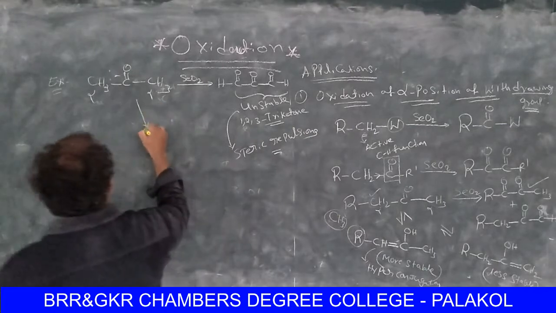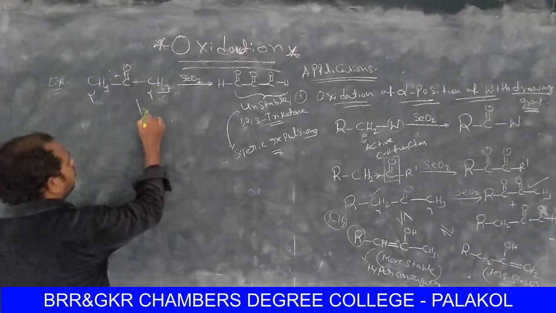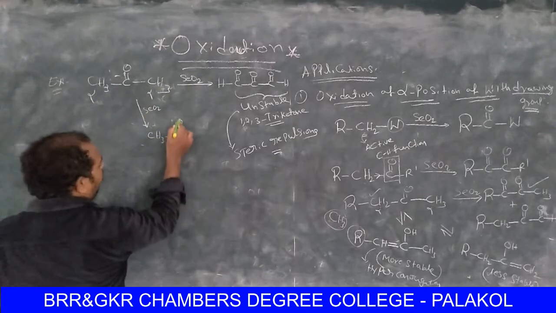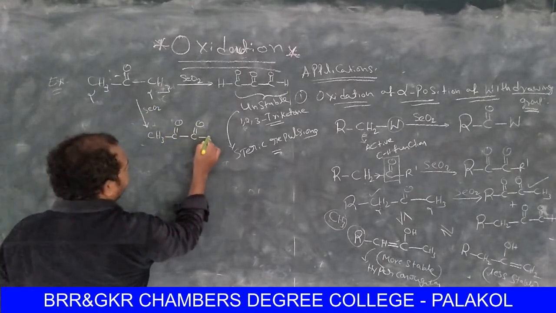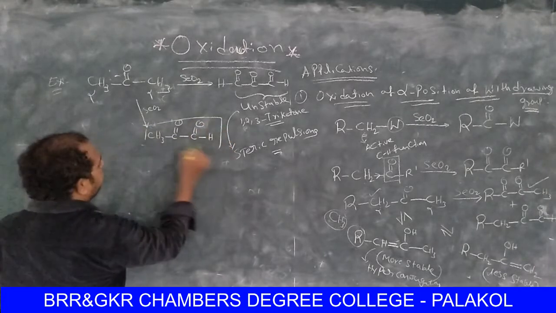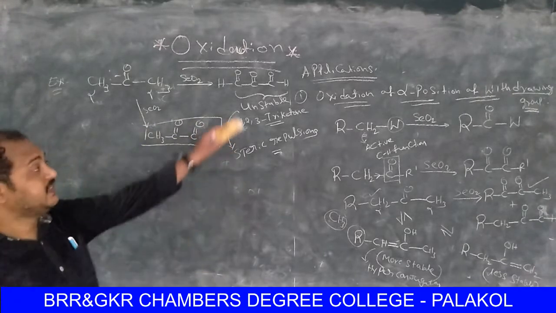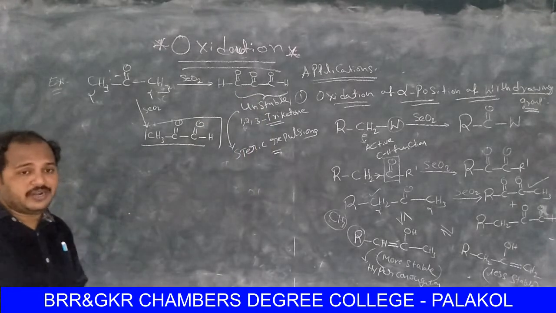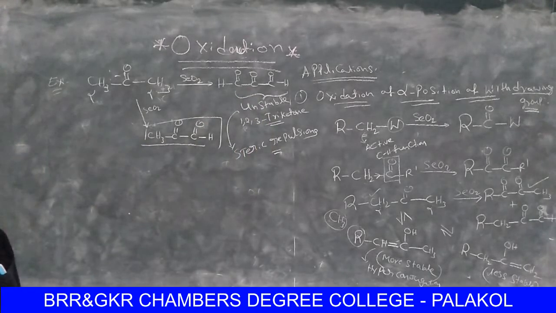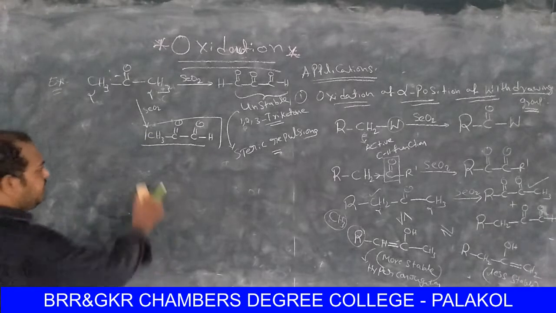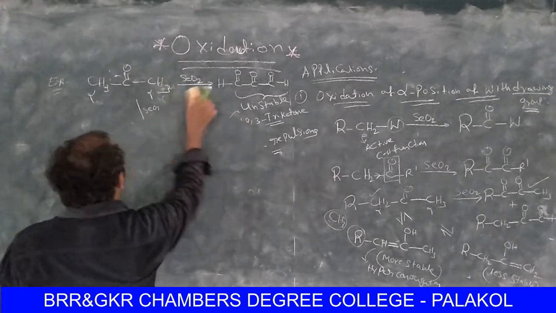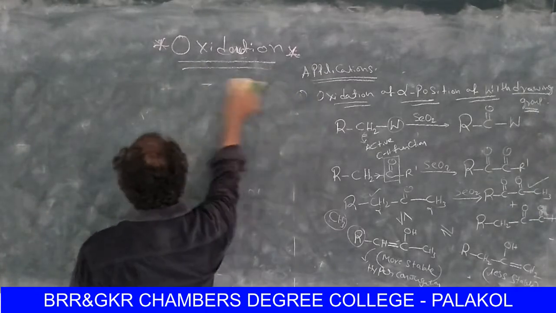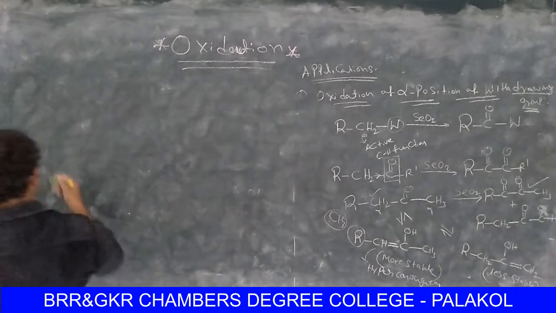We have to write that only one methyl group undergoes oxidation. So one of the methyl groups will remain constant, and only one will react. This is the major product and this is the minor product. That is also something you have to understand while doing these applications, right? And next, let us see its mechanism.